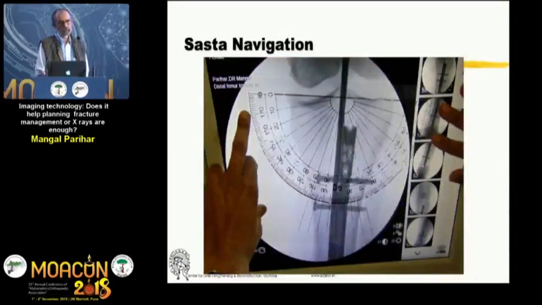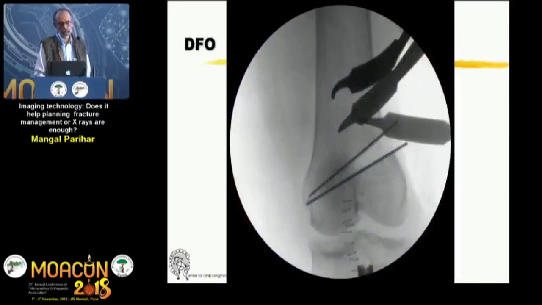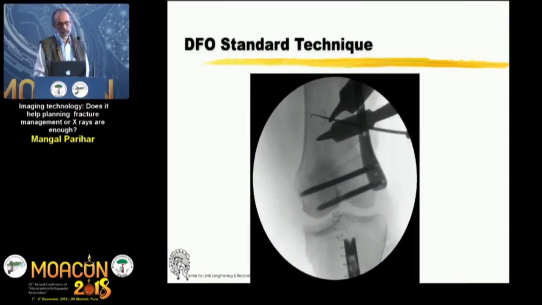And then I have this method of SASTA navigation. I've printed out a protractor on an OHP sheet and putting that, this one is measuring from the joint line what is the angle of this guide wire, which is 88 degrees, which is what we wanted to confirm, that we are in the appropriate angle. And then we go ahead and do again a distal femoral closing wedge osteotomy, standard technique.